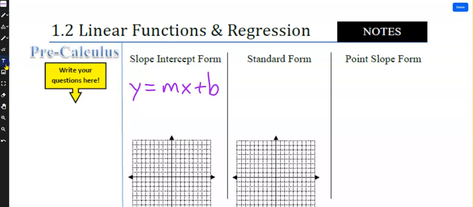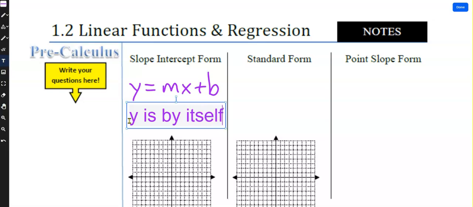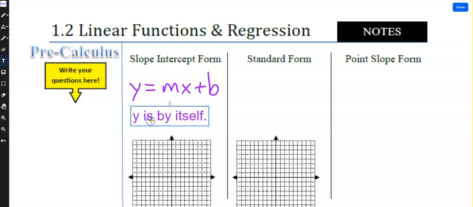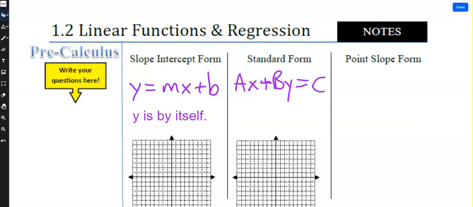Key thing here is that y is by itself. It's solved for. In standard form, you have the x term and the y term on the same side and a constant on the other side.